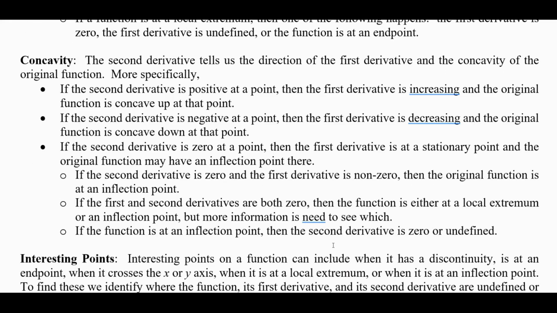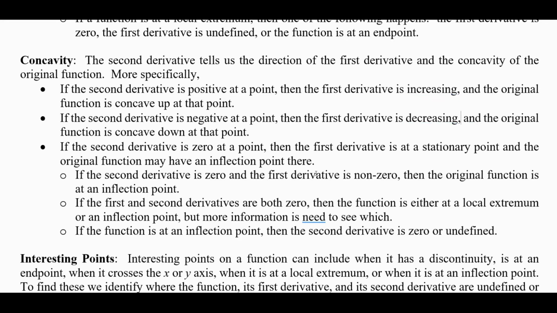Concavity is what the second derivative tells us. The second derivative tells us the direction of the first derivative and the concavity of the original function. So if the second derivative is positive at a point, then the first derivative is increasing and the original function is concave up at that point. If the second derivative is negative at a point, then the first derivative is decreasing and the original function is concave down at that point.